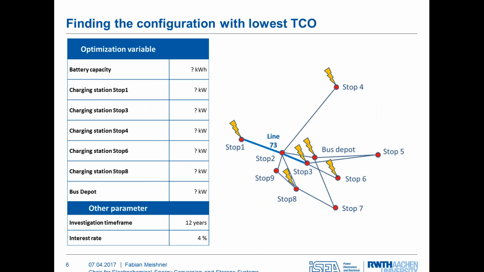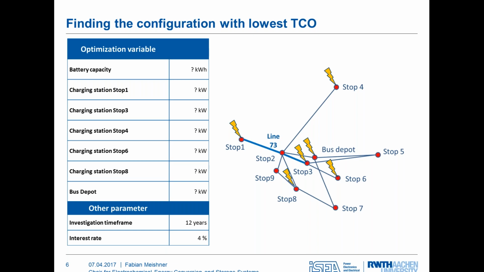So what is now our investigation, or what is the question? What do we find out? We want to find the technical configuration which has in the end the lowest total cost of ownership. And what do we have a look at basically then? At first, on the left table you see we start with the battery capacity. So we want to find out what is the best battery capacity in terms of energy content for the 3 buses. So mainly how big should the battery be?